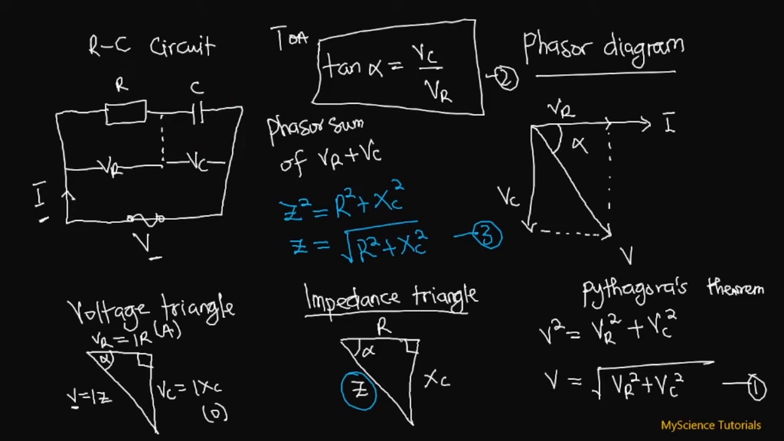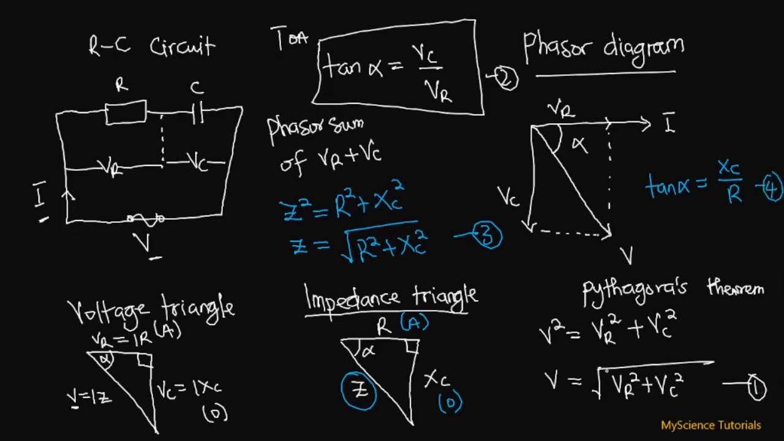From this triangle as well, the impedance triangle, we can find the phasor angle over here. So again, this is our opposite, this is our adjacent. So it means that if we want to find the phase angle over here, it is going to be tan alpha, or the tan phasor angle, is equal to XC, which is the opposite, or the capacitive reactance, over R, which is the resistance of the resistor in the circuit. So this is equation number 4.